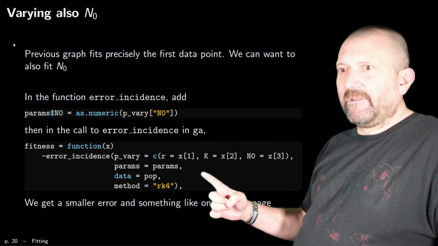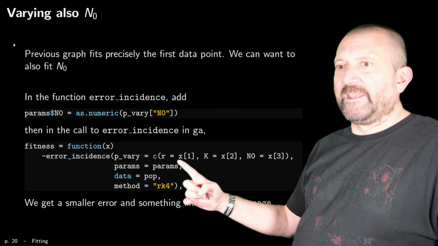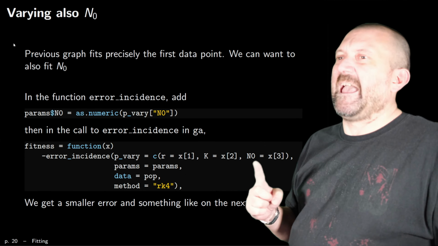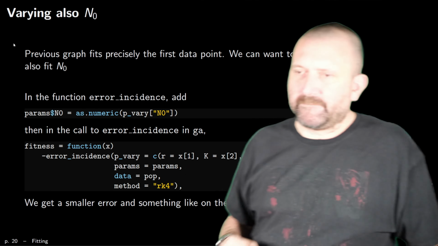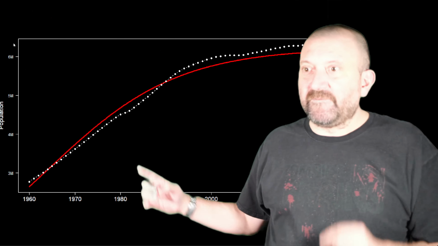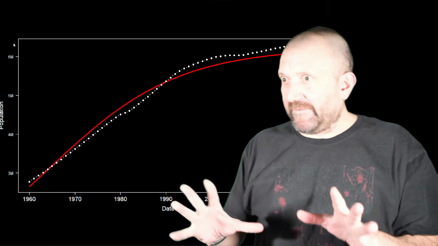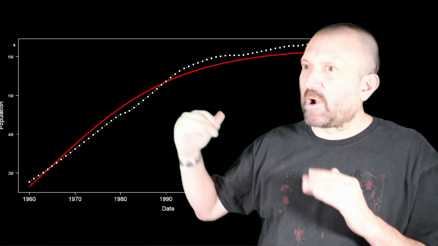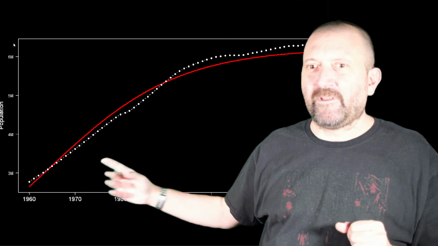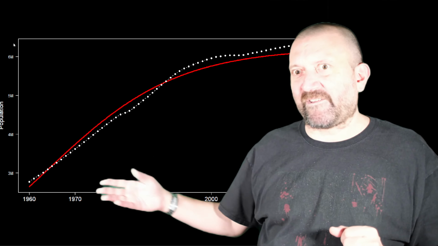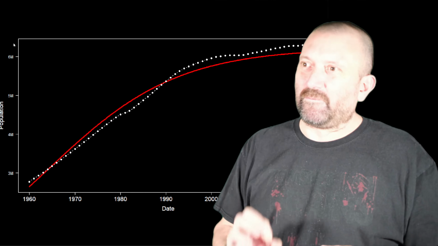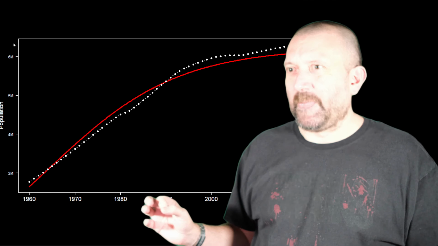And in that case, my call needs to include R, K, and N0. And if I do that, you can see that here it's found a better fit. I'm not showing you the error, but the fit is better here than it was in the previous one. I'm closer to these data points, but that is done at the expense of having an initial value that is actually not equal to the one that I had in 1960.